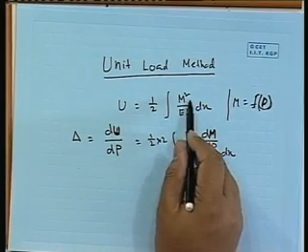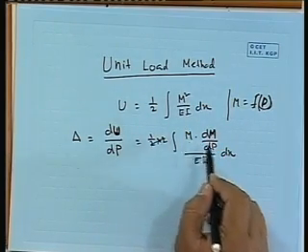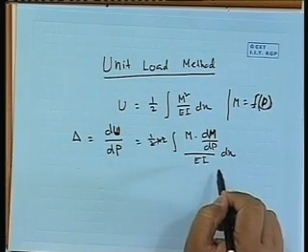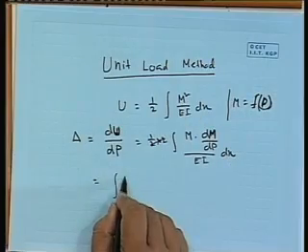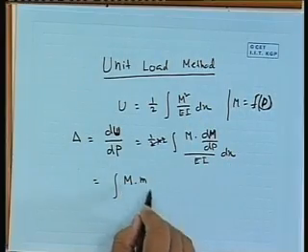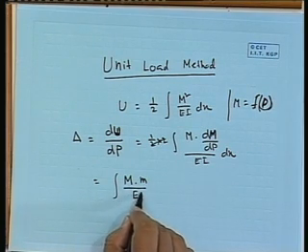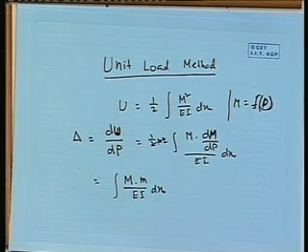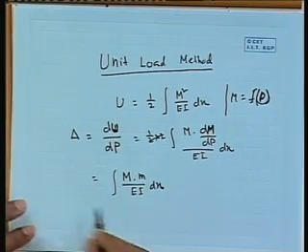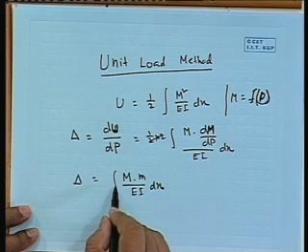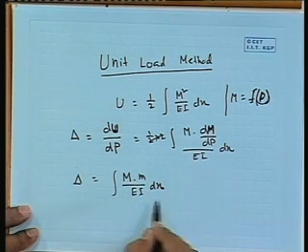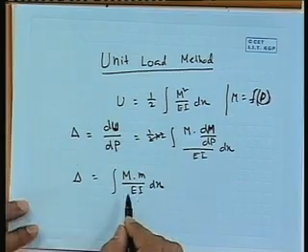So, here this M square will give 2M, the 2 will cancel, it will be M, and this part will be dM by dP, divided by EI, into dx. Now, this part we can write as capital M, and this derivative part we write as small m, divided by EI into dx. Now, you try to go through that expression. So, finally we are getting delta equal to integral of capital M small m by EI dx.